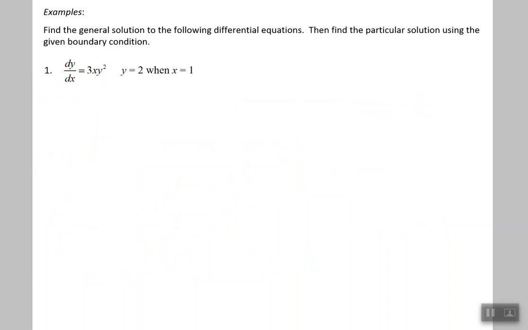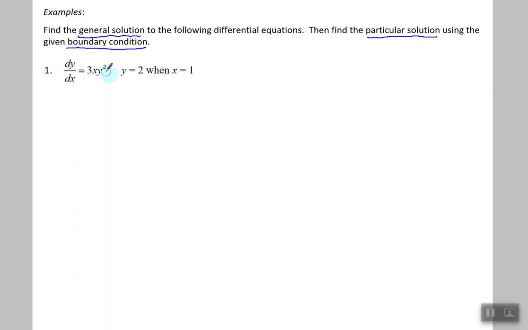Let's look at some examples. Find the general solution to the following differential equations. Then find the particular solution using the given boundary condition. So I have this differential equation, dy dx equals 3xy squared.